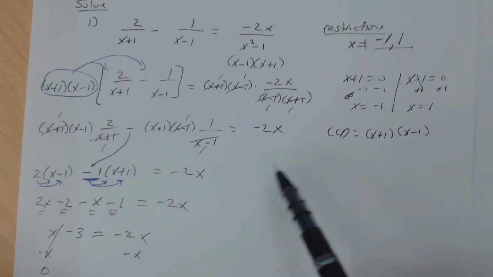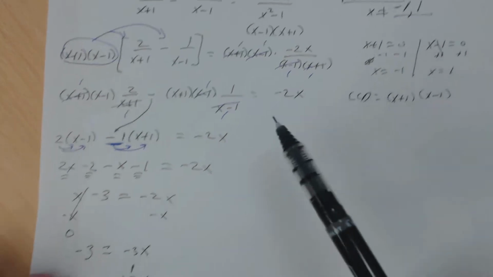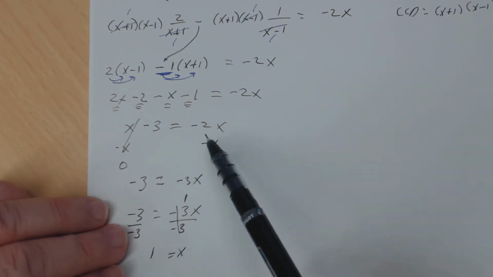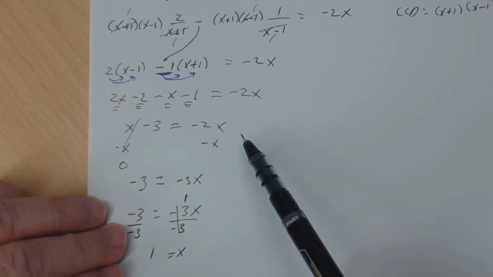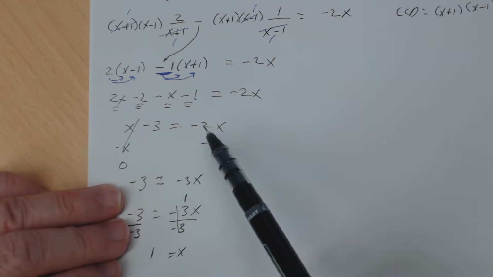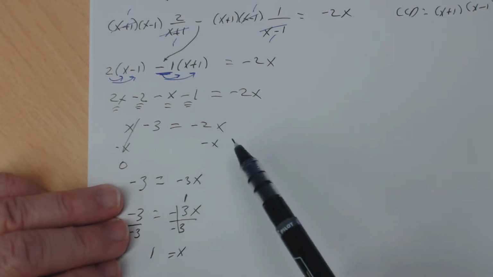But remember, 1 is a restriction. So 1 satisfies this linear equation right here. I mean, you can check. If x is 1, 1 minus 3 is a negative 2. A negative 2 times 1 is a negative 2. Negative 2 equals negative 2.